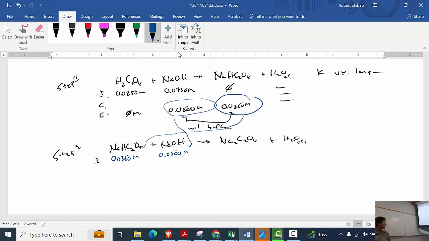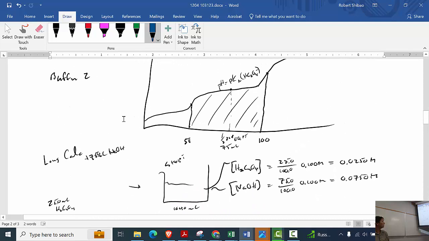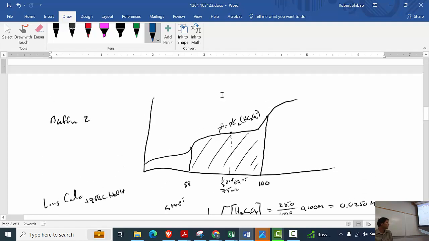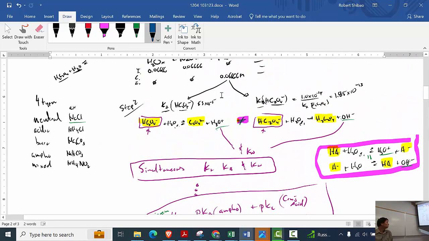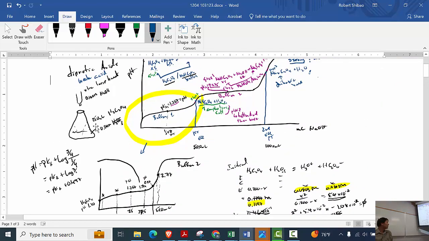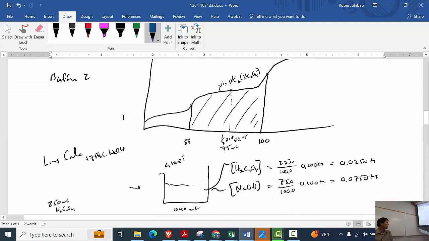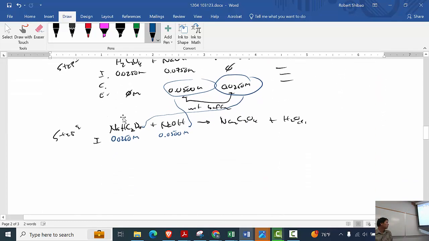Did I make a mistake? Let's see, 75 milliliters. Oh, I did make a mistake. Shoot. Do you know what my mistake is? What was our molarity of the oxalic acid? Yeah, the oxalic acid was 0.200 molar, not 0.100 molar.